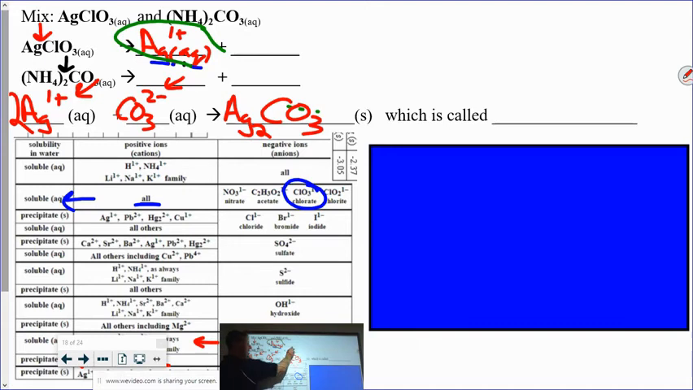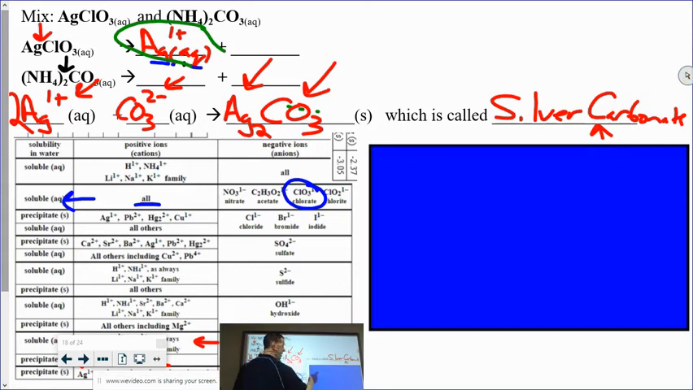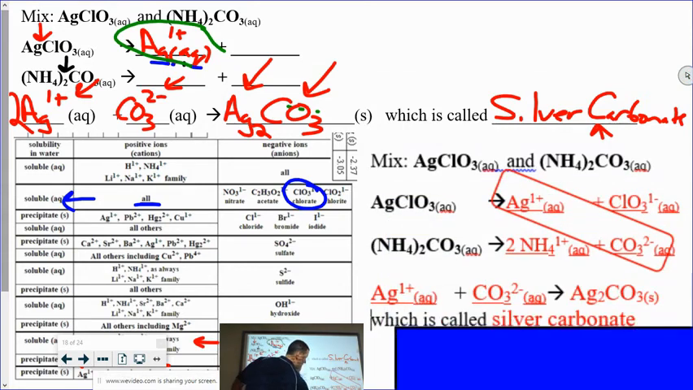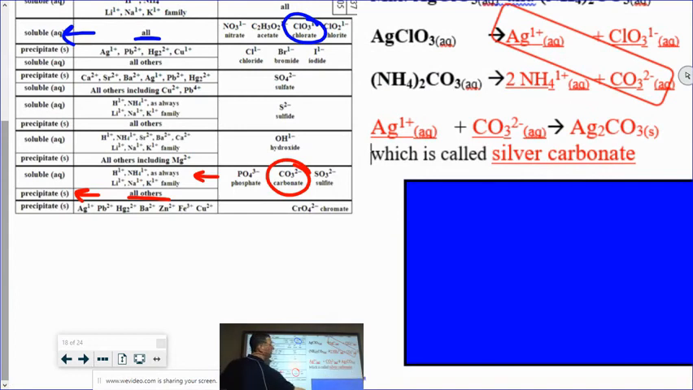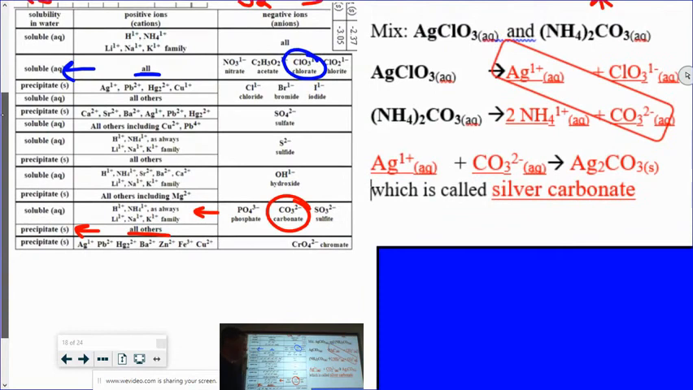And then I name it. So going back to earlier in the year, silver, and that's carbonate. And so the name is silver carbonate. And this C actually should probably be lowercase because that's how you'll see it in a book. So there is all the work that I just did. Feel free to pause the video and take a look at that if you need to do so.